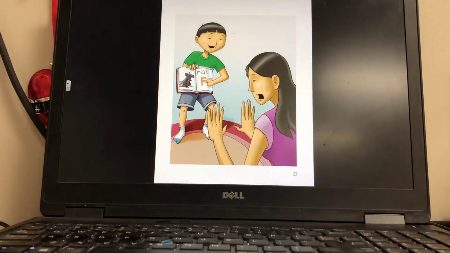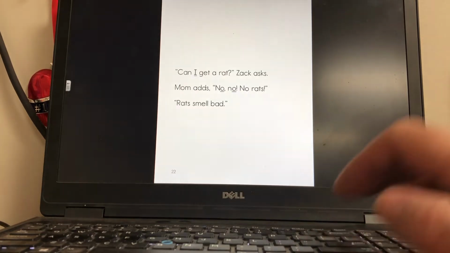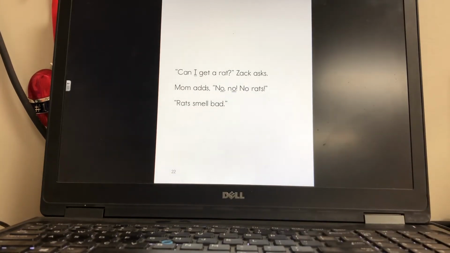All right, let's take a look at this one. Ooh, looks like he's saying to his mom, what pet is that he's trying to get? A mouse? Nope, mouse doesn't start with a. Let's look at the words. I don't think he's going to get that either. Do you? No, I think his mom is saying the same thing that his dad does.